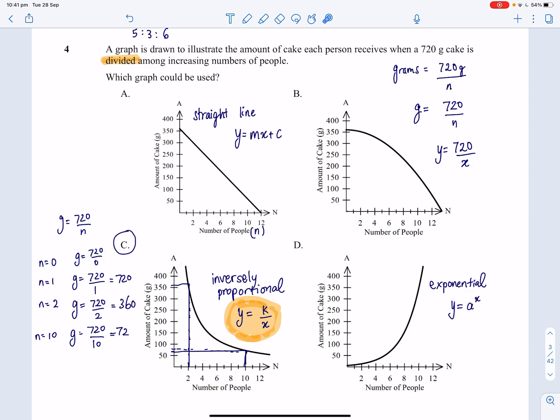Here, I need some more convincing. So I might plug in a couple more numbers. For one person dividing 720 grams of cake, that person gets 720 grams. So looking at 1, going up, yep, I can't see any value. Going up at 1 here, definitely not 720. Coming up 1 here, definitely not 720. And this one also isn't 720.